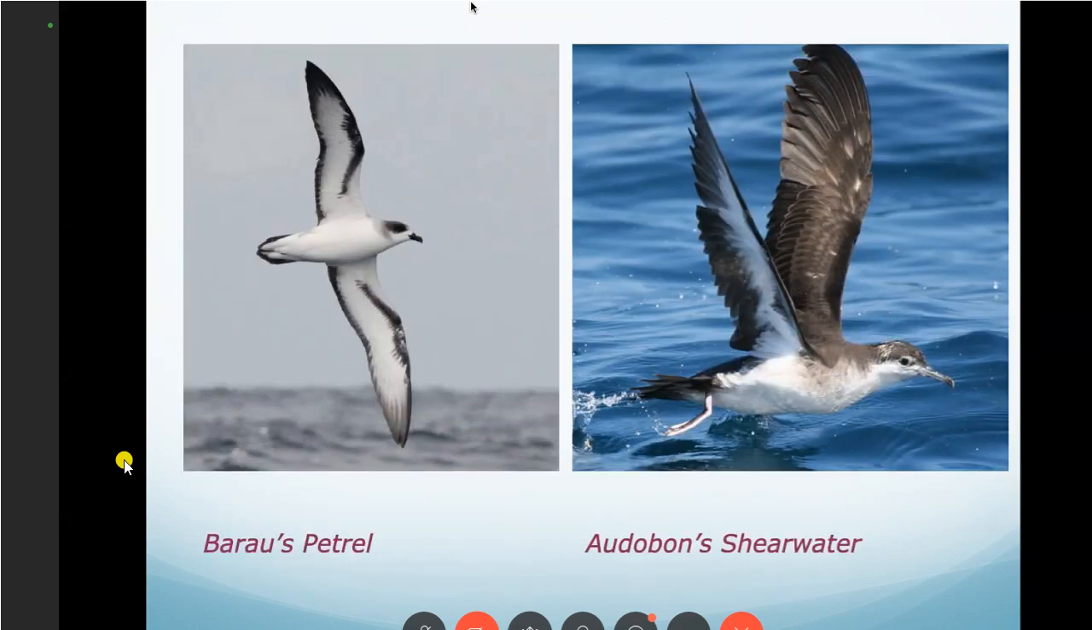Look at these birds again, Barolo petrel and Audubon's shearwater. If you look at these birds, all of them have salt glands, and they are those classic tube-nosed birds. And the interesting thing over here is they use this even to navigate through the ocean.